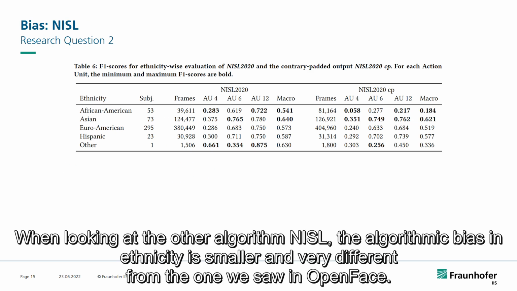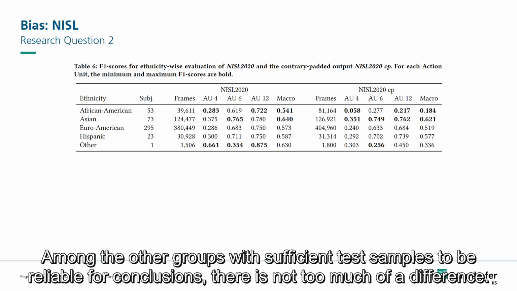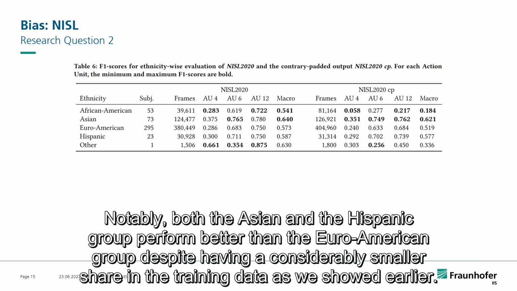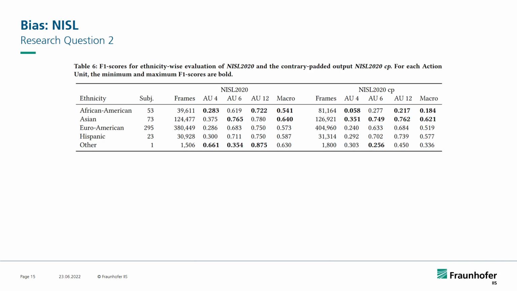When looking at the other algorithm NISL, the algorithmic bias in ethnicity is smaller and very different from the one we saw in OpenFace. The contrary padding we explained earlier mostly influences the performance for the African American group, which is to be expected considering only roughly half of the faces were detected. Among the other groups with sufficient test samples to be reliable for conclusions, there is not too much of a difference. Notably, both the Asian and the Hispanic group perform better than the Euro-American group, despite having a considerably smaller share in the training data, as we showed earlier. As already said before, there can be many more reasons for algorithmic bias than just training data bias.